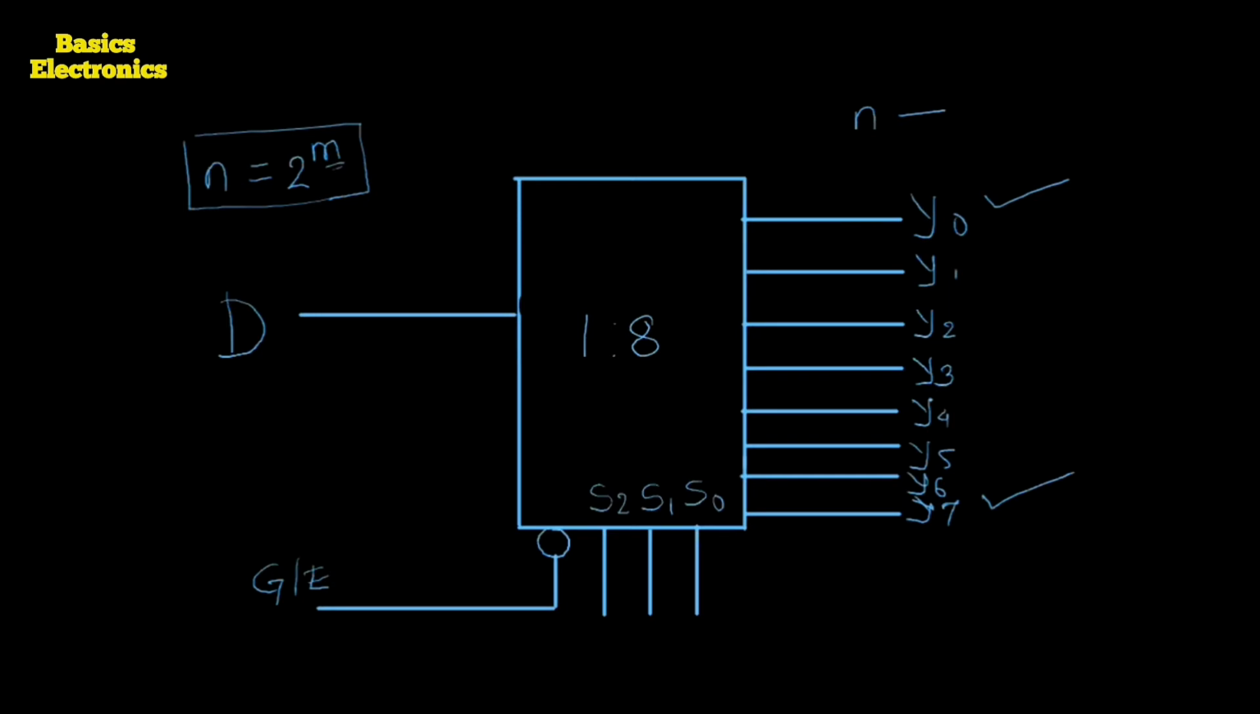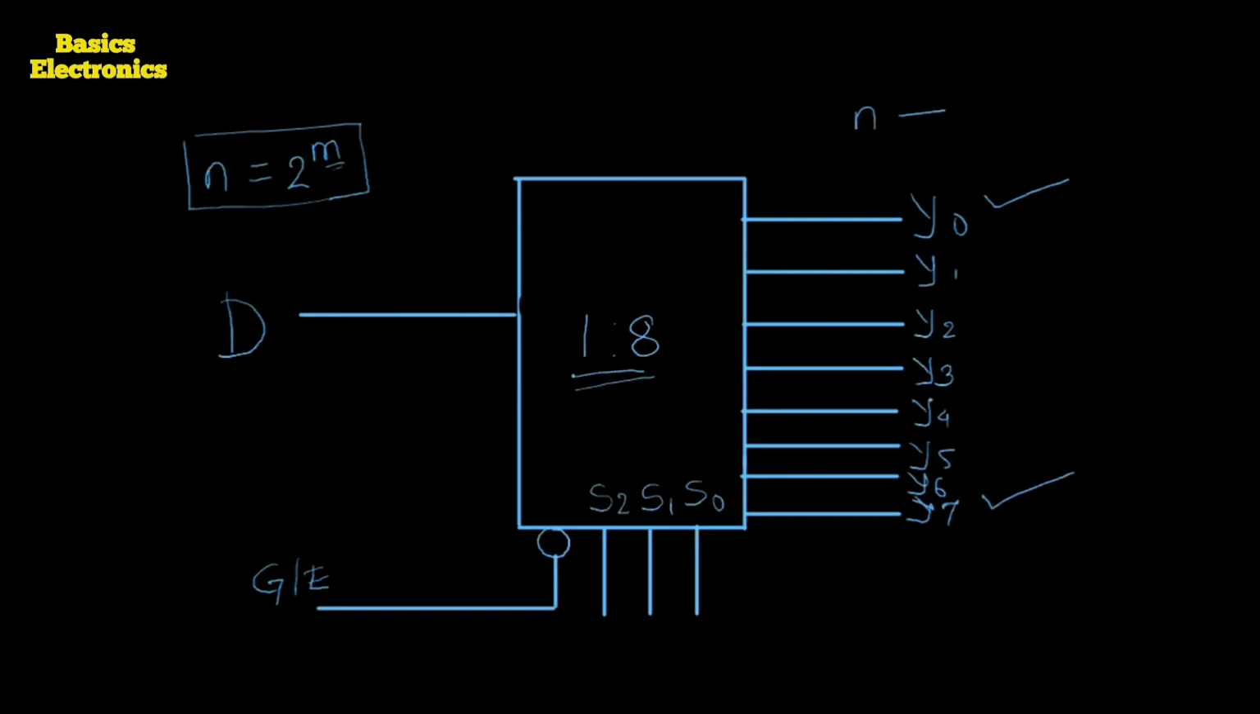Here the symbol is drawn. We require to draw the logical diagram, but what is the requirement to draw the logical diagram? The requirement is that you need 8 AND gates. How many AND gates? You require 8 AND gates.